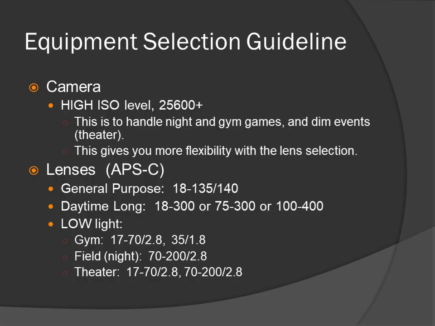Lenses, APS-C, general purpose: 18 to 135 or 140. Daytime long: 18 to 300, or 75 to 300, or 100 to 400. Low light lenses, in the gym: 17 to 70 f/2.8 or 35 f/1.8. On the field at night: 70 to 200 f/2.8. In the theater: 17 to 70 f/2.8 and 70 to 200 f/2.8.